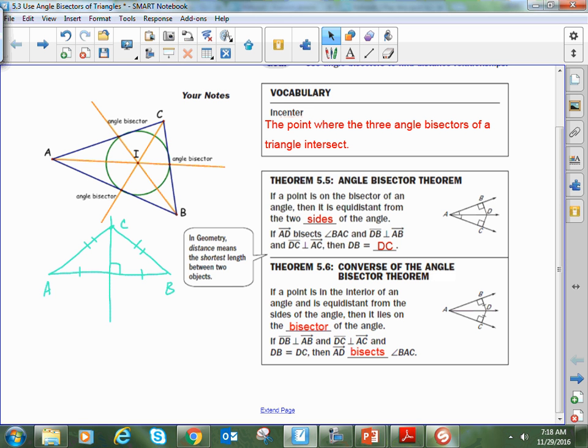So again, this is going to be a recurring theme that you'll see throughout the course of the curriculum. A lot of times when we have a theorem, we can take the converse of it, and if the converse is true, we can use that as well as an application, to set up and solve problems.